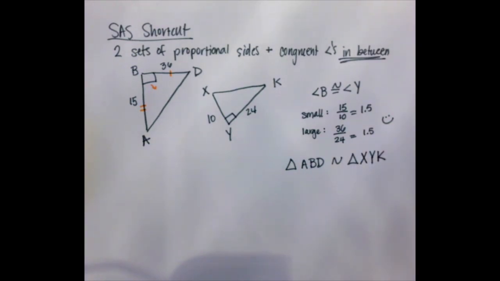And so these are the three shortcuts. You're basically going to be asked to determine which shortcut can prove similarity. So you're going to be given a picture and some information, and then you're going to prove similarity using one of these methods.